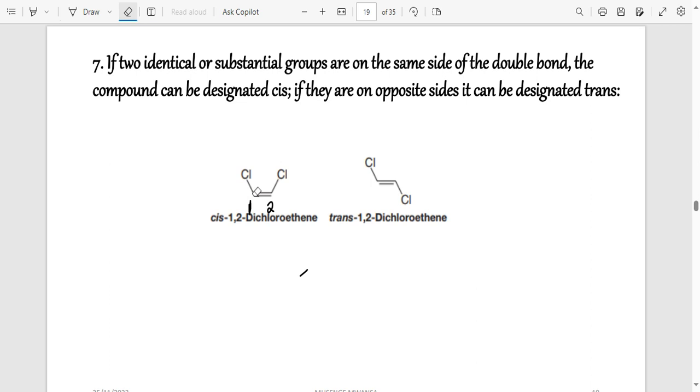And normally the cis is much less stable because of repulsion. These two guys are going to be repelling each other. So the most stable form of an alkene is the trans.